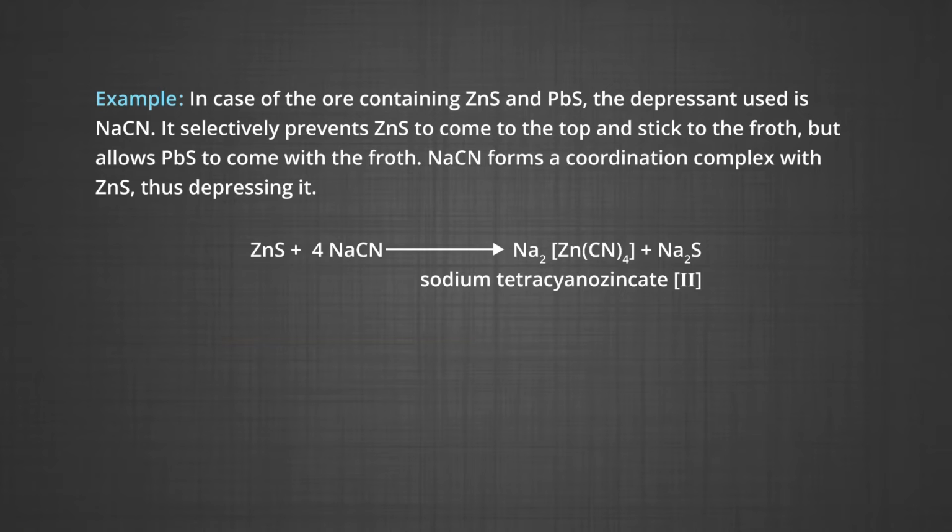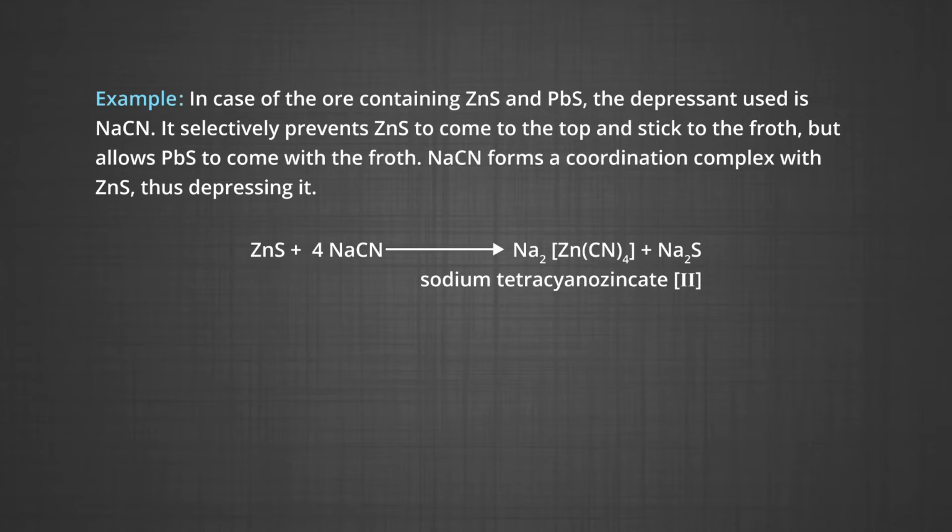Sometimes the ore obtained from nature is a mixture of sulfides of two metals, for example, an ore containing zinc sulfide ZnS and lead sulfide PbS. In such cases, the two sulfide ores are separated by adjusting the proportion of oil to water or by using depressants. For example, in the case of the ore containing zinc sulfide and lead sulfide, the depressant used is sodium cyanide.